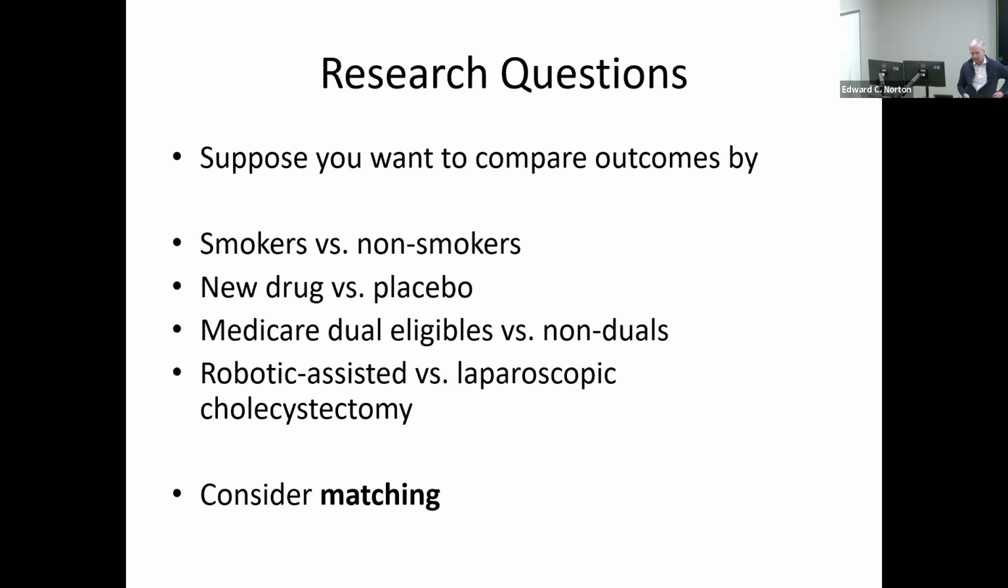Sorry to interrupt. So suppose you want to compare outcomes between two groups, say smokers and non-smokers, or those who get a new drug versus those who get a placebo, dual eligibles versus non-duals, those who get robotic-assisted cholecystectomy or laparoscopic cholecystectomy, or perhaps those who have a diagnosis of ADRD versus those who do not, and you don't have a randomized controlled trial. How can you do the best job possible of comparing those two groups with non-experimental data?